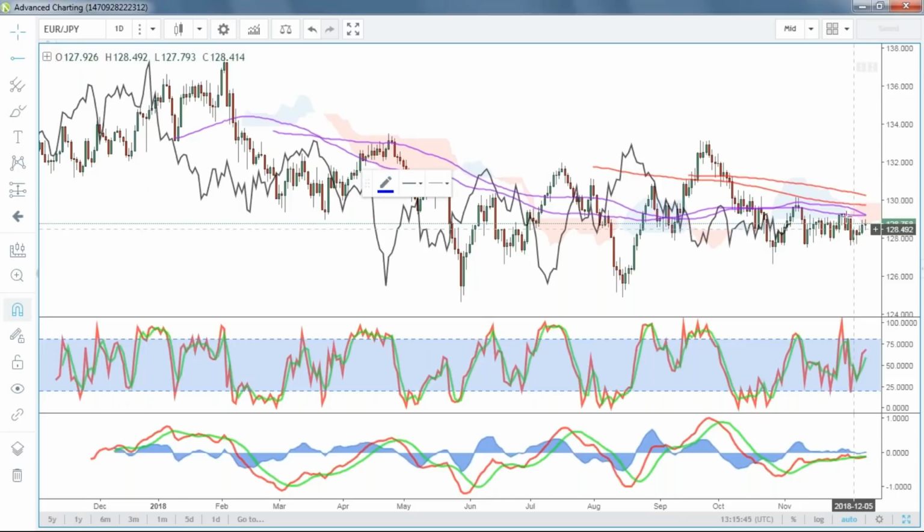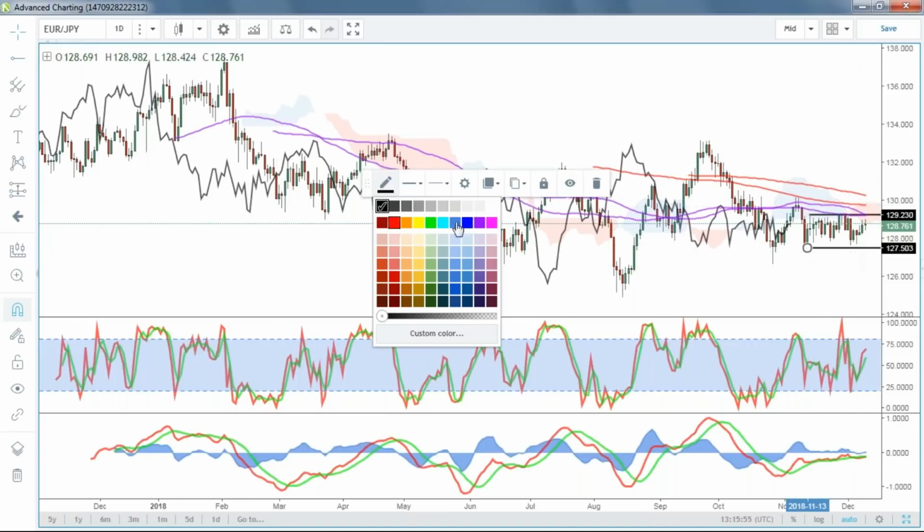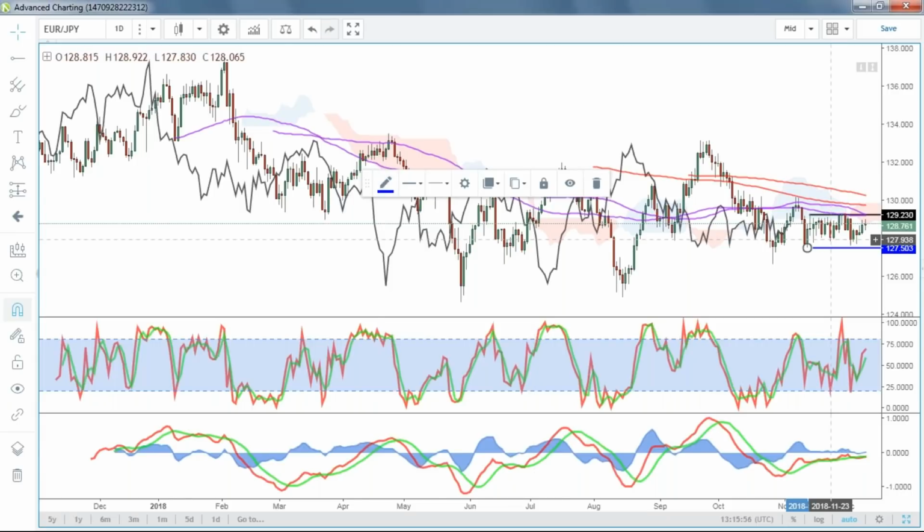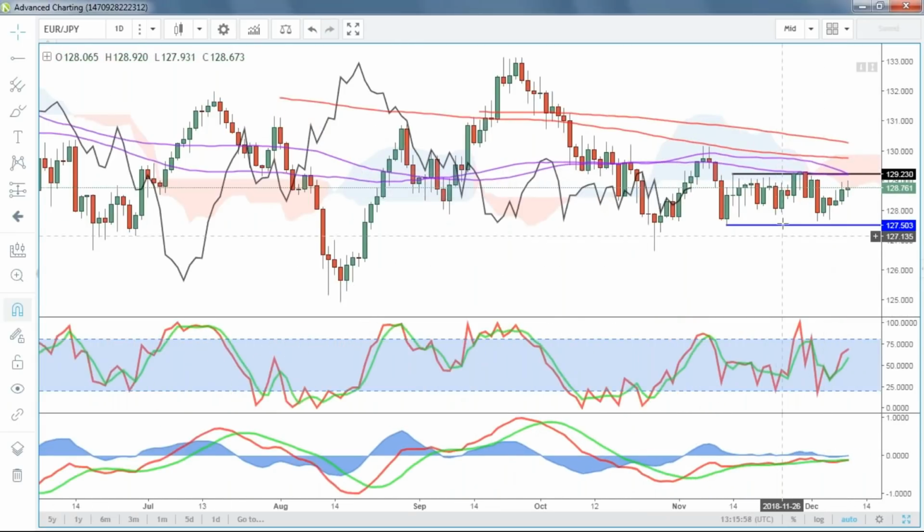So you can see the top end of the near-term range here, which I will put in black. You can see the lower end of the near-term range right here, which I'll put in blue. If we see a breakout of that, then fine, but otherwise it looks like we are sideways bound for this particular currency pair.